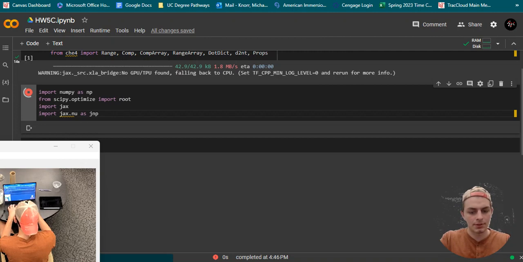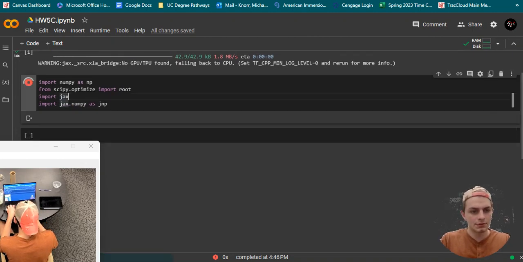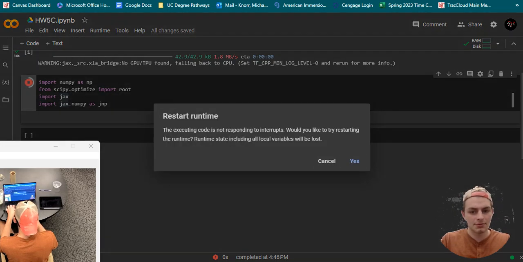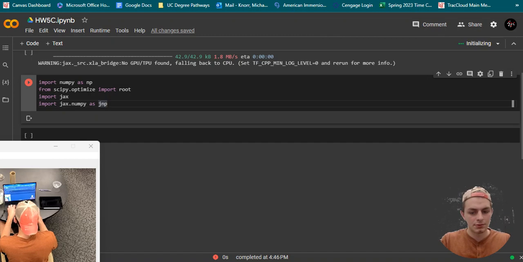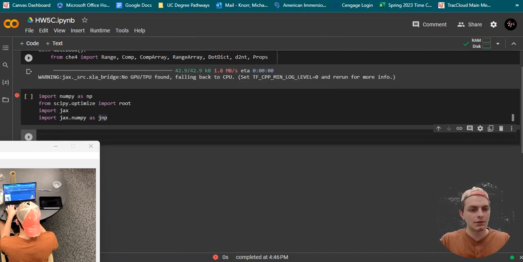Jack's dot numpy potentially. Let's just stop it. I know I messed it up. Stop. Let's try that. See if that's right.